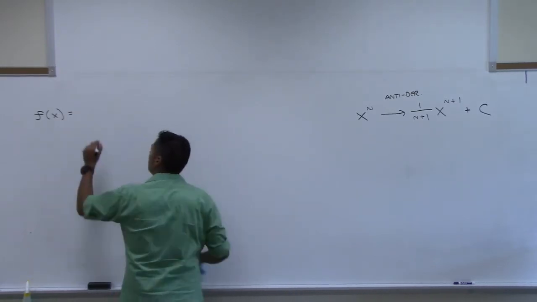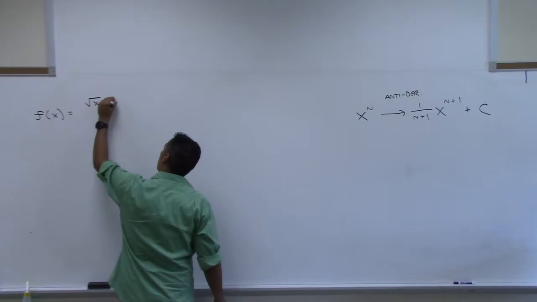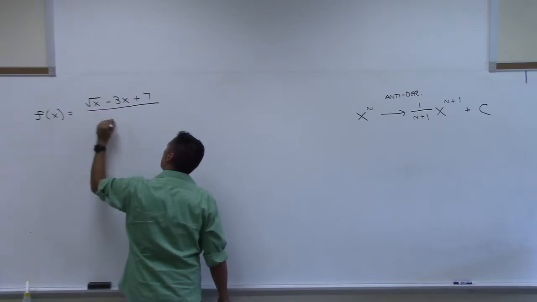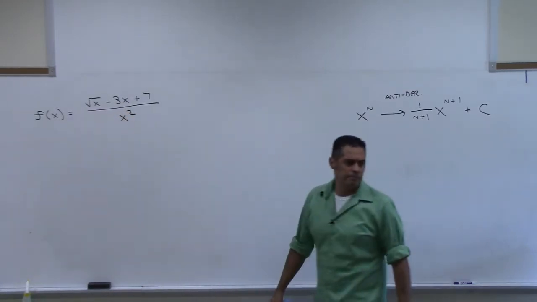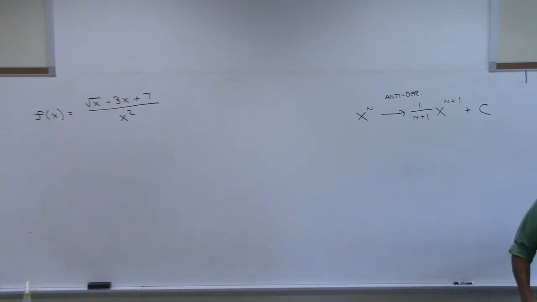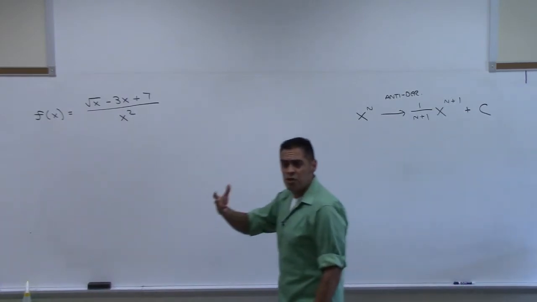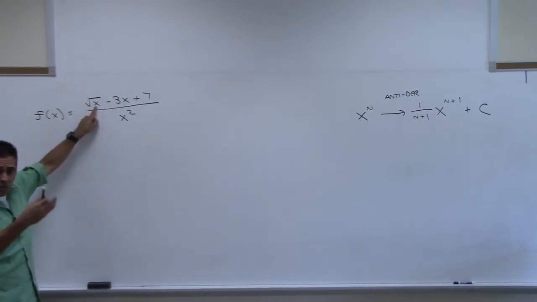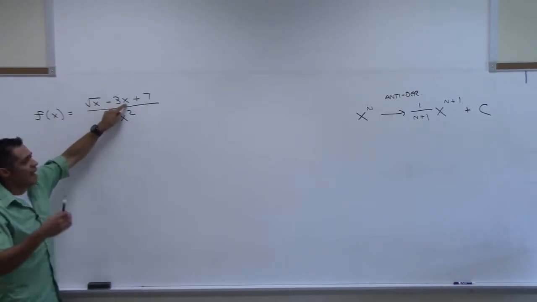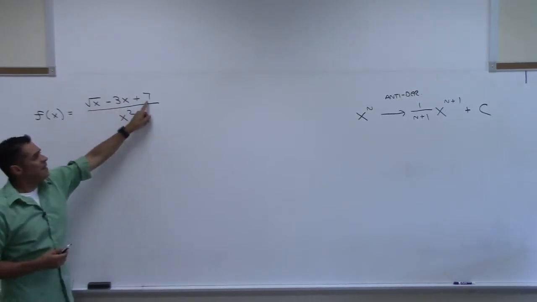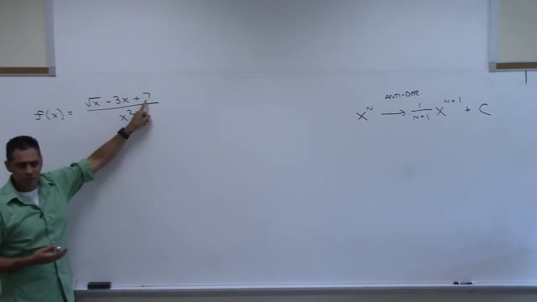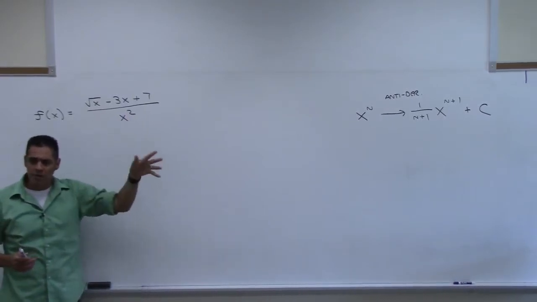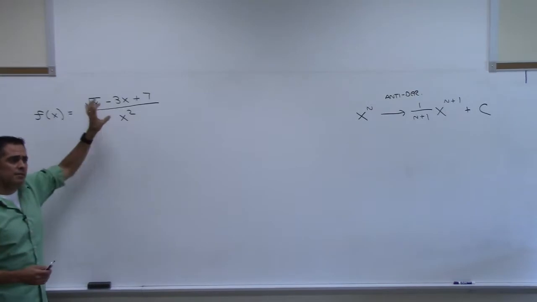Okay, so how about this? Square root of x minus 3x plus 7 over x squared. Now, your intuition might be telling you that, okay, I can find the antiderivative of that because that's x to a power. This is negative 3 times x to a power. You can find the antiderivative of that. How about the antiderivative of 7? Sure, right? 7x. And then the antiderivative of x squared, you can find that, right? It's 1/3 x cubed.